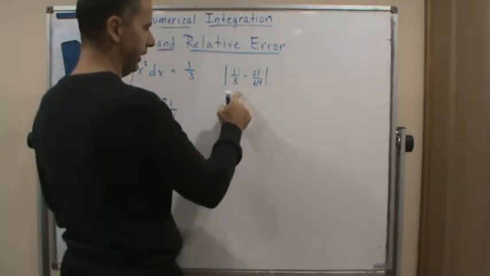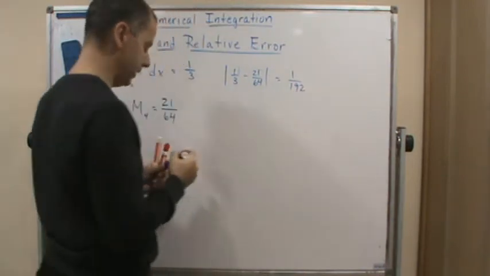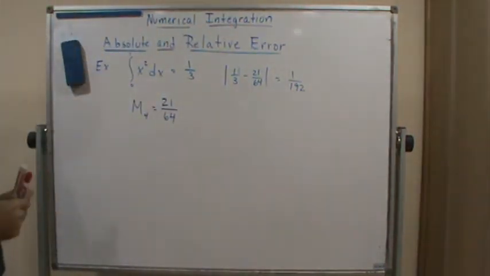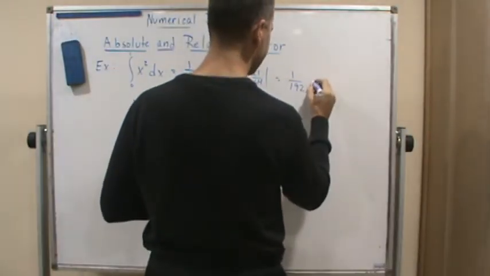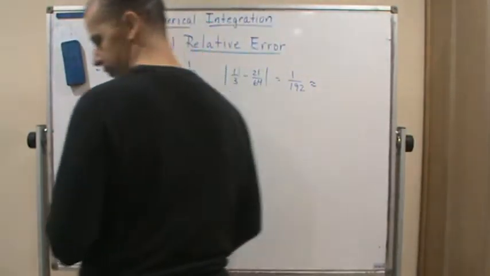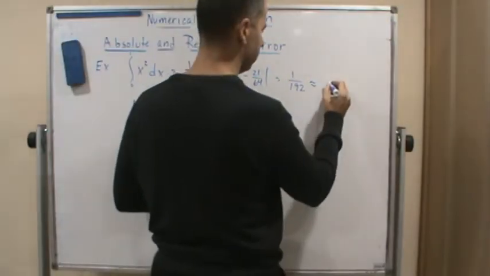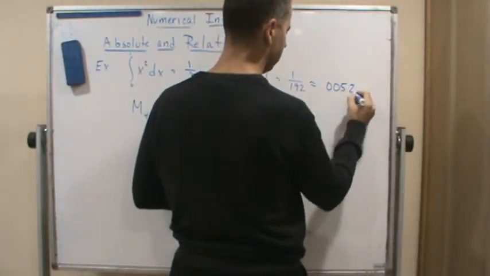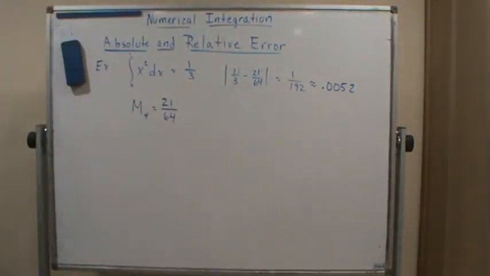Now, we found that when we did this, we got 1 over 192, which was approximately equal to 0.0052. Okay, so that's the absolute error. Now, what about the relative error?